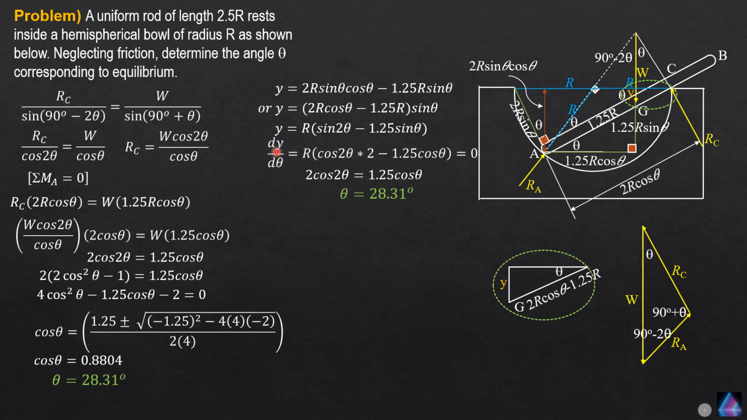This represents slope, and the slope for the maximum value of y, the tangent there is horizontal, so the slope is 0. So notice that when we equate the terms inside the parentheses, after transposing negative 1.25 cosine theta to the right, it becomes positive 1.25 cosine theta, and this is 2 cosine 2 theta. Take note that this equation is the same as this by the statics approach. And therefore, if you are not allowed to use your high-tech calculator, you do the same thing and arrive at the same answer. So that's it for this video.